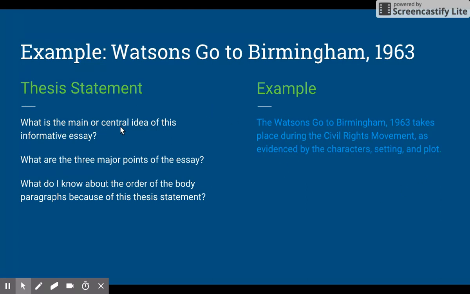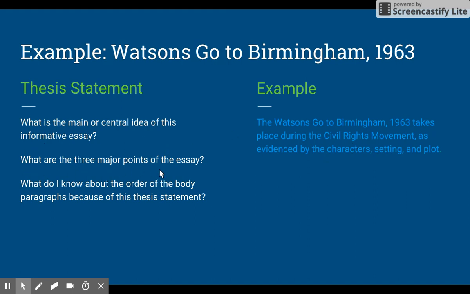First, what is the main or central idea of this informative essay? Well, the Watsons Go to Birmingham 1963 takes place during the Civil Rights Movement. There you go. So we see right away what the main idea of this essay is to let us know that that novel is taking place during a specific time in history.